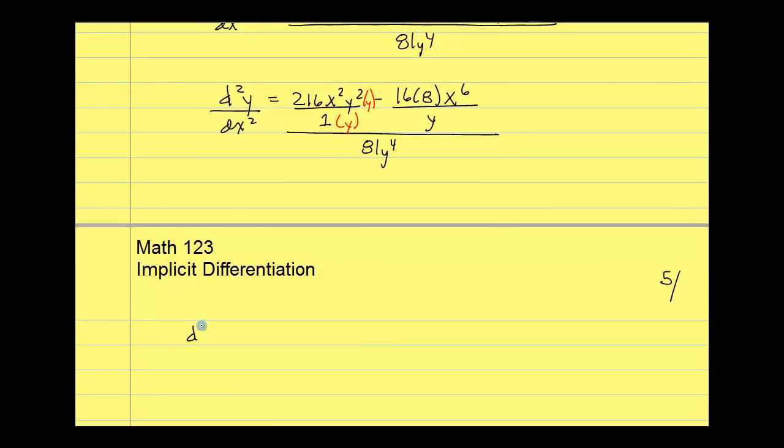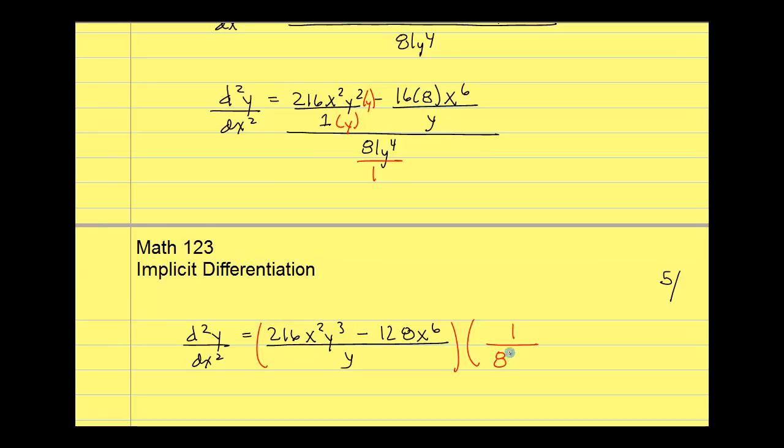So I have d squared y dx squared. So it looks like I have 216 x squared y cubed minus 16 times 8, which is 128 x to the 6th, and all of this is over y because I have that common denominator now. Now popping up here, 81y to the fourth is actually 81y to the fourth over 1, and when you divide by a fraction you're actually multiplying by the reciprocal. So when that reciprocates and pops up top, I get 1 over 81y to the 4th.